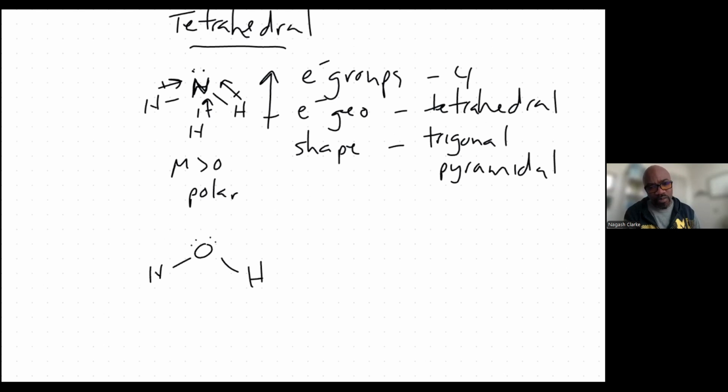My electron groups is 4. Electron geometry is tetrahedral. Let's call it tet for short. The shape is bent.